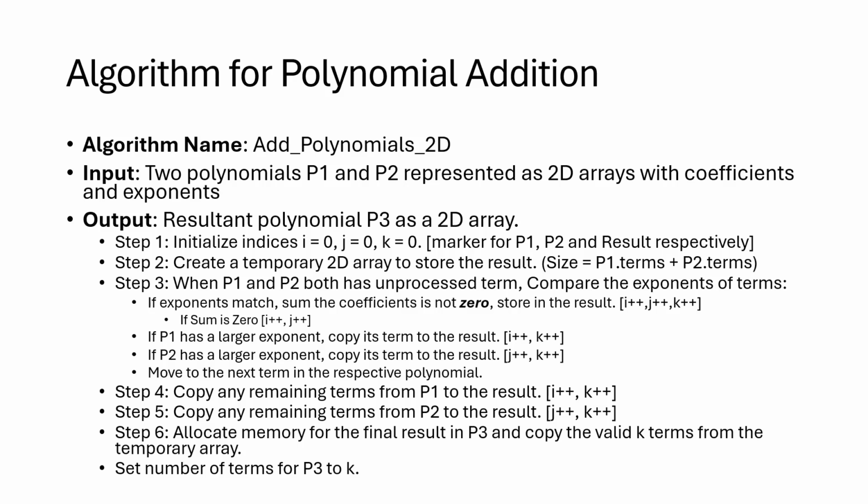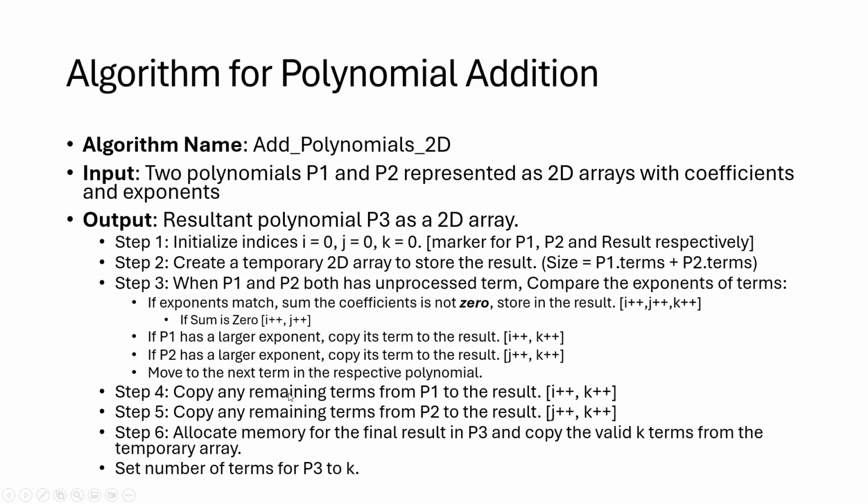And if the exponents are not the same, we will copy the term either from P1 or P2, based on which one holds the higher value of exponent. So if I copy the element from P1, I will increment i and k. If I get the larger exponent from my P2, in that case, I will increment j and k.